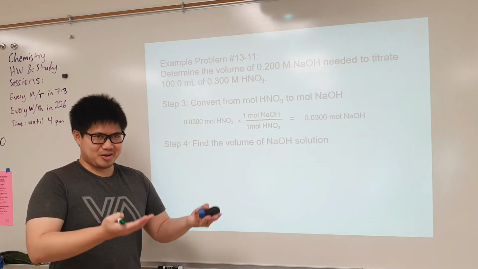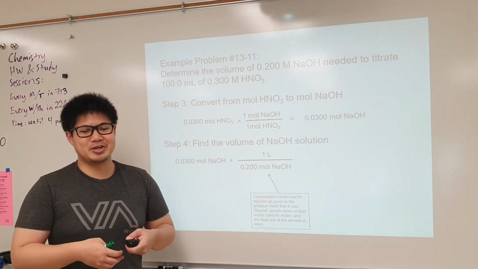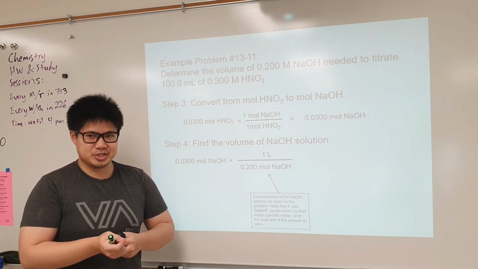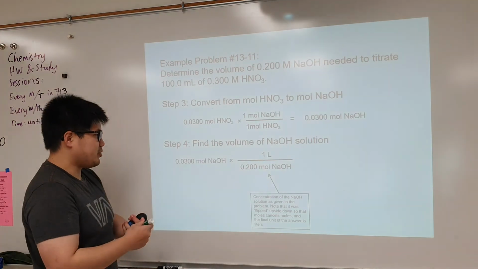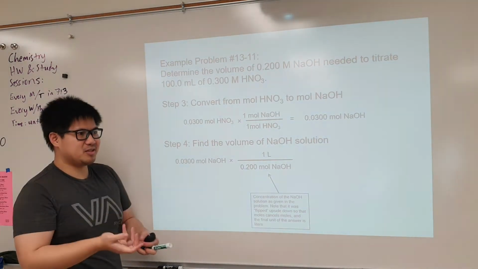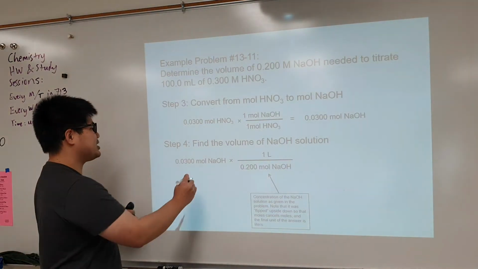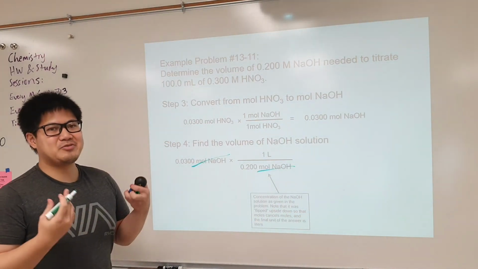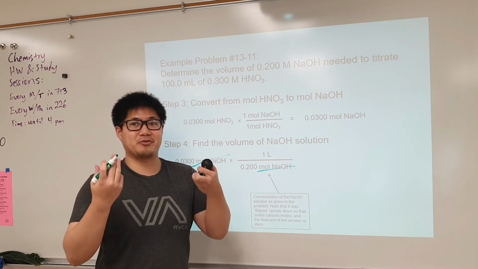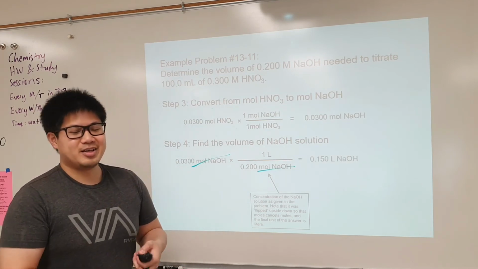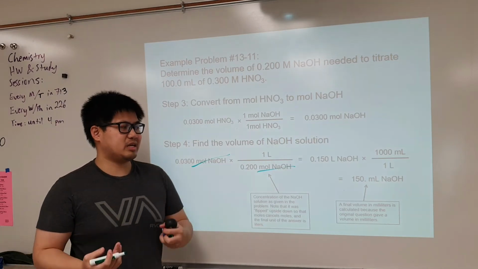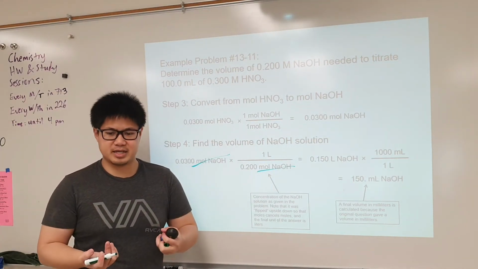Step 4, with your moles of sodium hydroxide, you're going to find the volume by using the molarity to your advantage. This is different in that usually we had moles on the top, but we flipped it. We moved it to the bottom. Why? Because we now want to cancel out moles. Moles on the top cancels out moles on the bottom. You end up with units for volume. And there you go. You have 150 milliliters of sodium hydroxide.